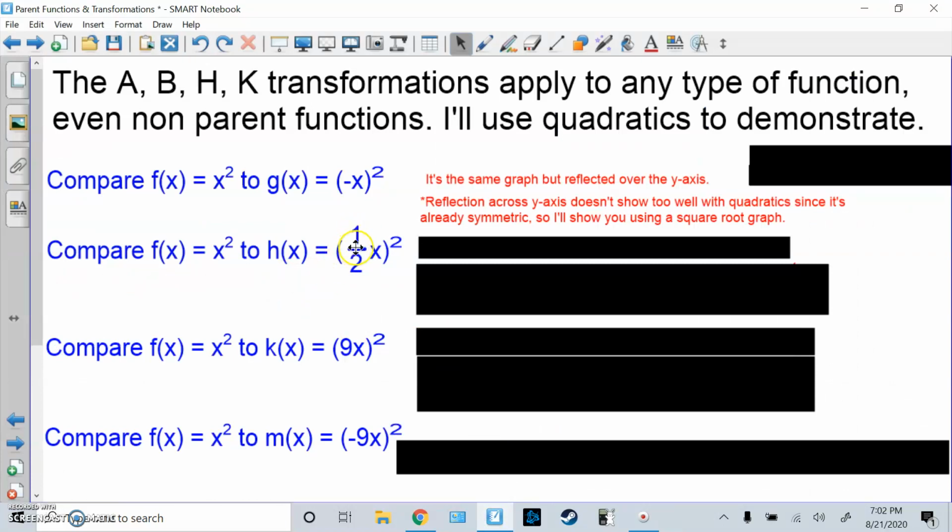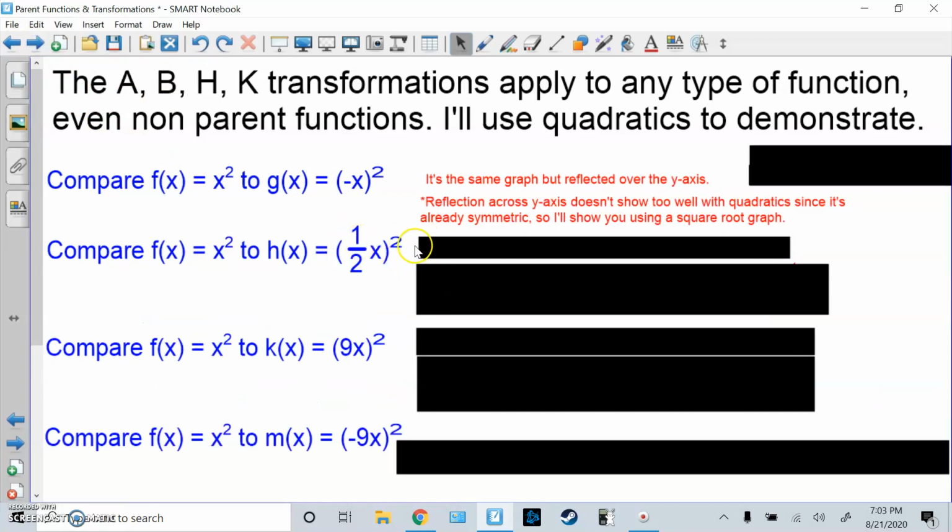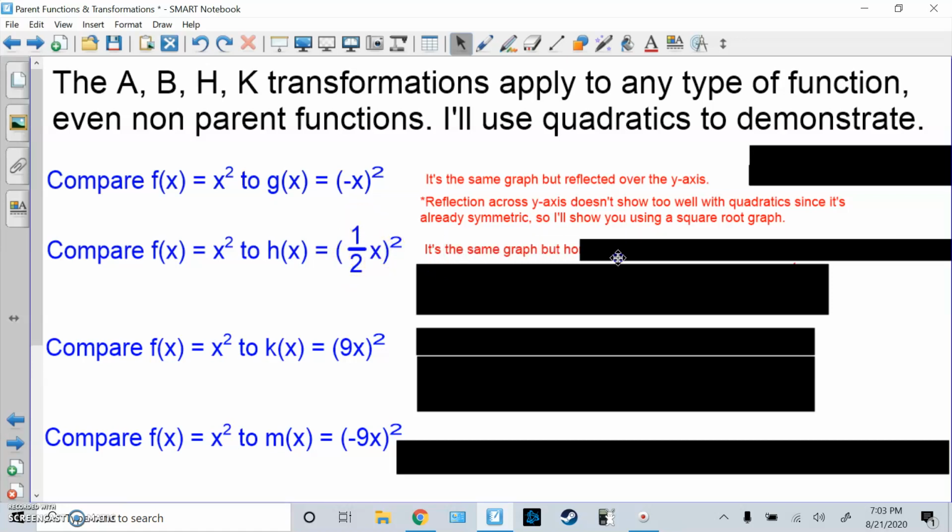Alright, let's look at the next one. 1/2 on the inside now. Again, this is B, not the same as before, because that was A on the outside. This is inside. This is 1/2 all squared. So if B is 1/2, that's smaller than 1, but it's opposite. Smaller usually means compression, but for B, it's going to mean stretch. And again, B is horizontal, so it's going to be horizontal stretch. And you have to flip that fraction around. So it's going to be horizontal stretch by a factor of 2.